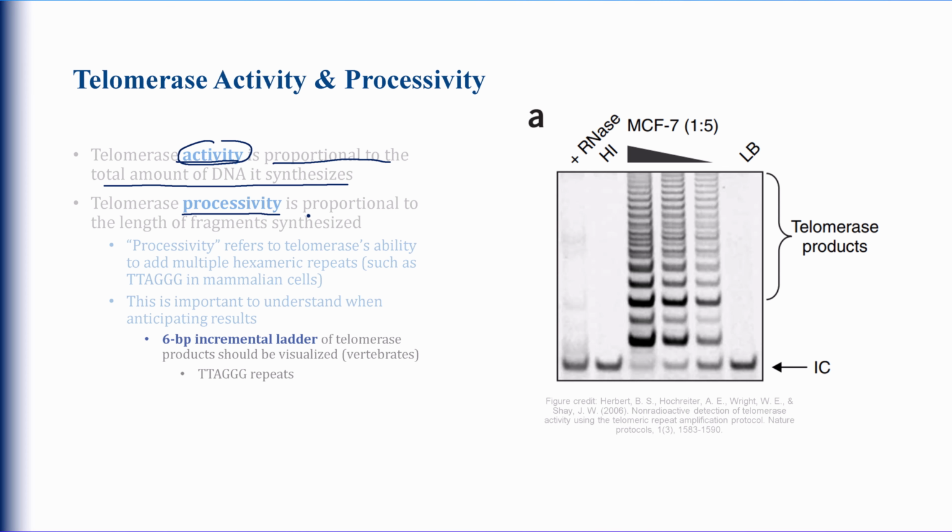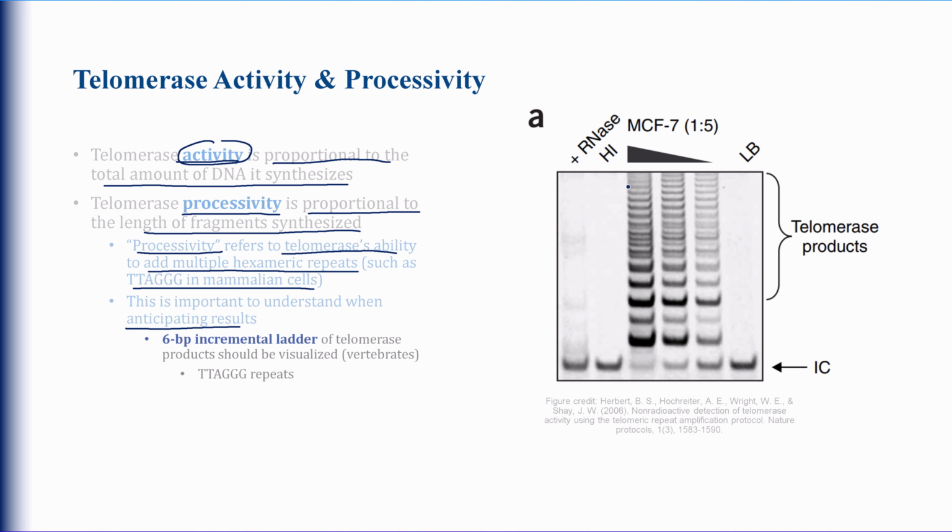So the telomerase processivity is proportional to the length of the fragments synthesized, and here processivity refers to the telomerase's ability to add multiple hexameric repeats, in the case of vertebrates TTA-GGG repeats, such as TTA-GGG repeats in vertebrates or mammalian cells. So this is important to understand when anticipating the results.